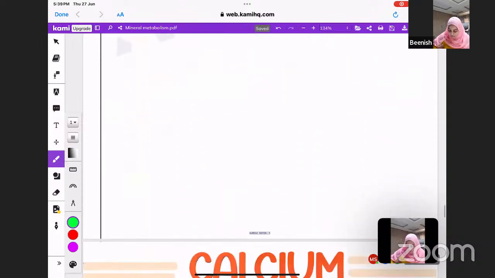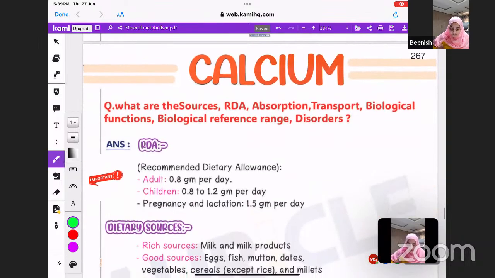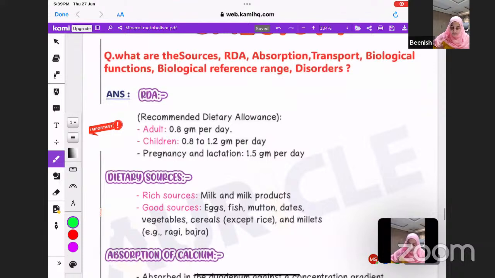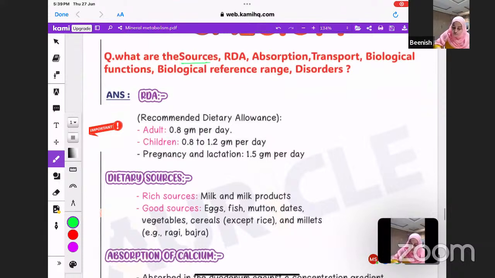So, that was all you need to know about iron. Moving on to calcium. Talking about the sources, RDA and absorption first. The RDA in adults is 0.8 grams per day. In children, it is 0.8 to 1.2 grams per day. And in pregnancy and lactation, it is 1.5 grams per day.